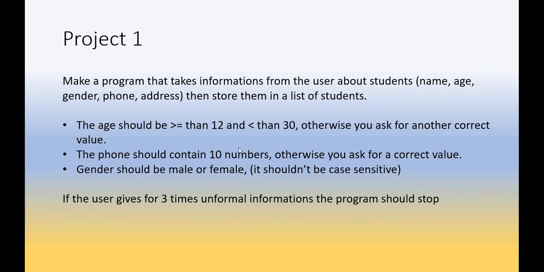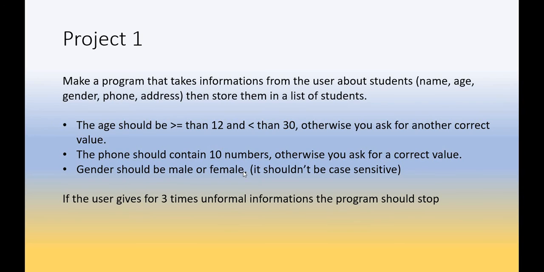So as I said, I give you 2 projects to understand well. Make a program that takes information from the user about students. The information is name, age, gender, phone, and address. Then store them in a list of students. There are some conditions that you need to respect. The age should be superior or equal to 12 and inferior to 30. Otherwise, you need to ask for another correct value. The phone should contain 10 numbers, not characters, just numbers. Otherwise also you will ask for another value.